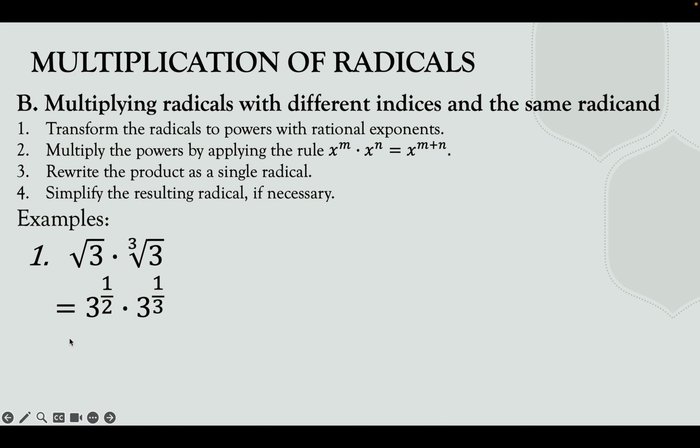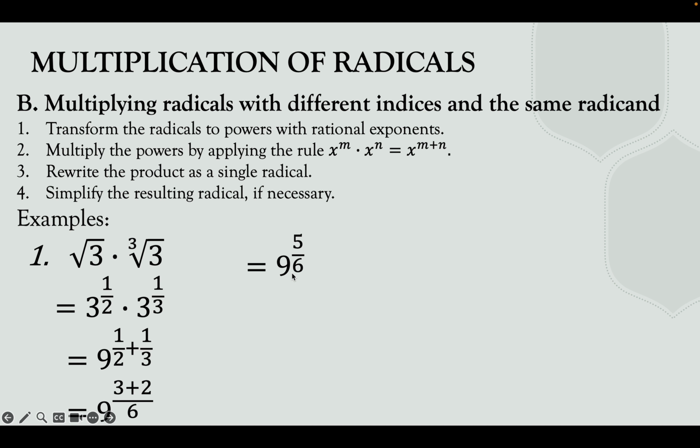So simplify, find the common denominator of 1/2 and 1/3. Multiply first, no? We have 3 times 3, we have 9. And then their common is 6. So 6 divided by 2 is 3 times 1 is 3. 6 divided by 3 is 2 times 1, we have 2. So that means we have here 9 raised to 5 over 6.